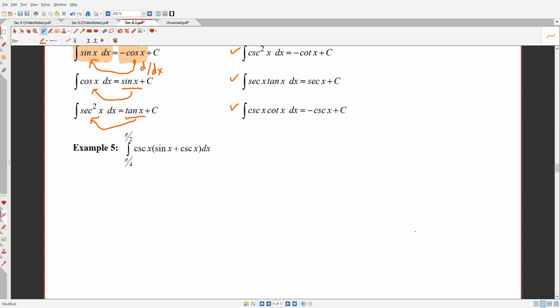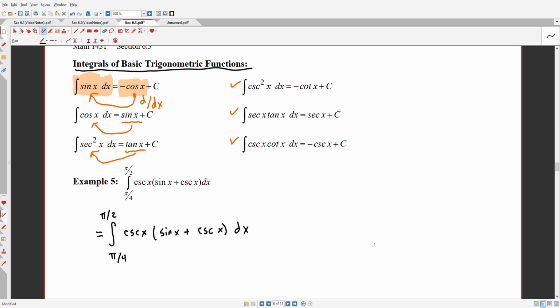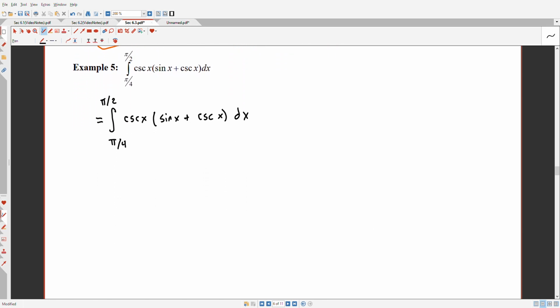Alright, so here's a complicated looking example, but we just want to sort of be persistent. Right, so I'm going to write this out a little bit because it looks funny to me. So it goes from pi over 4 to pi over 2, and that's a cosecant x times a sine x plus cosecant x, all dx. And since this might be new to us, we might look at our rules above and say, well, nothing quite looks like that, right? So maybe what we can do is manipulate this.